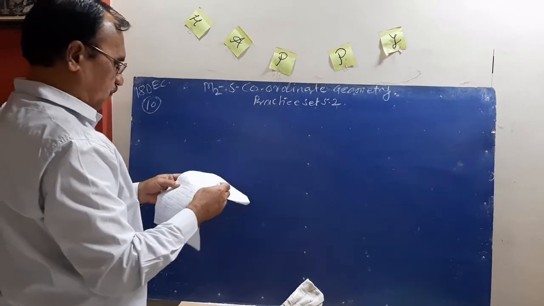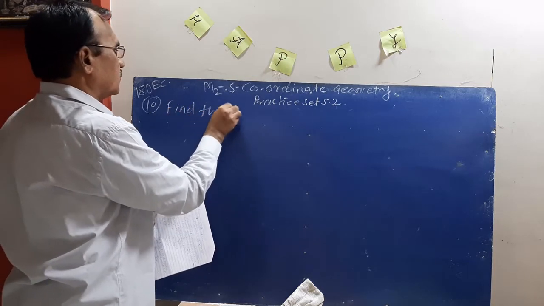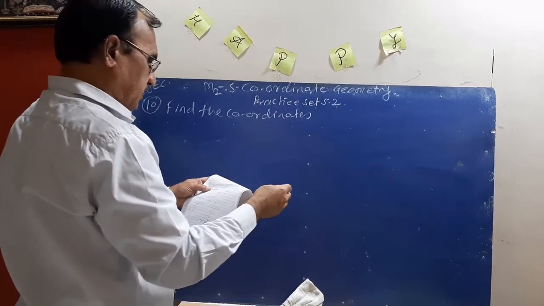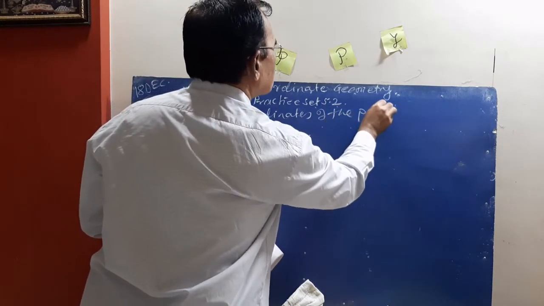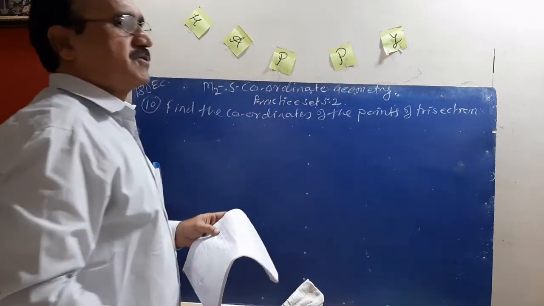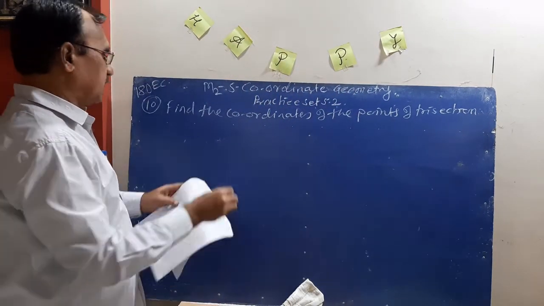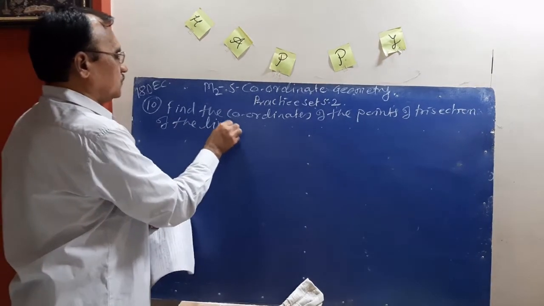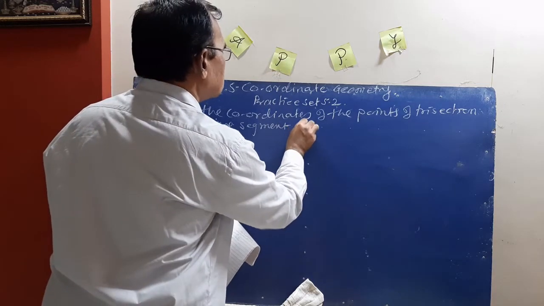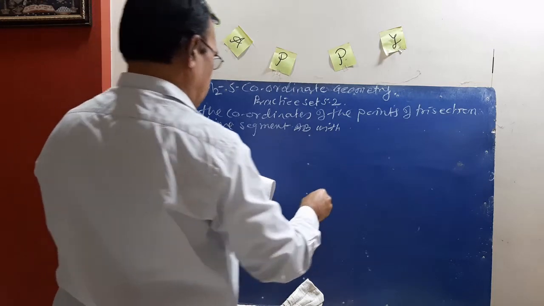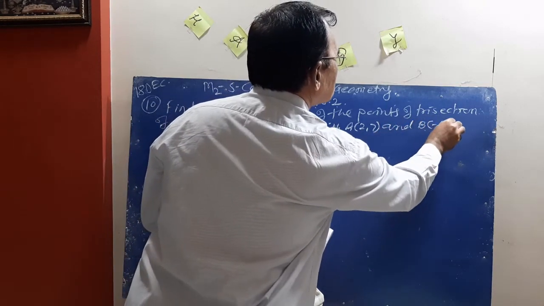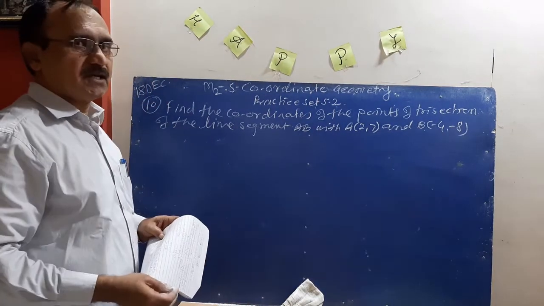Example number 10. Find the coordinates of the points of trisection of the line segment AB with A (2, 7) and B (-4, -8). Trisection means three equal parts on the line segment.